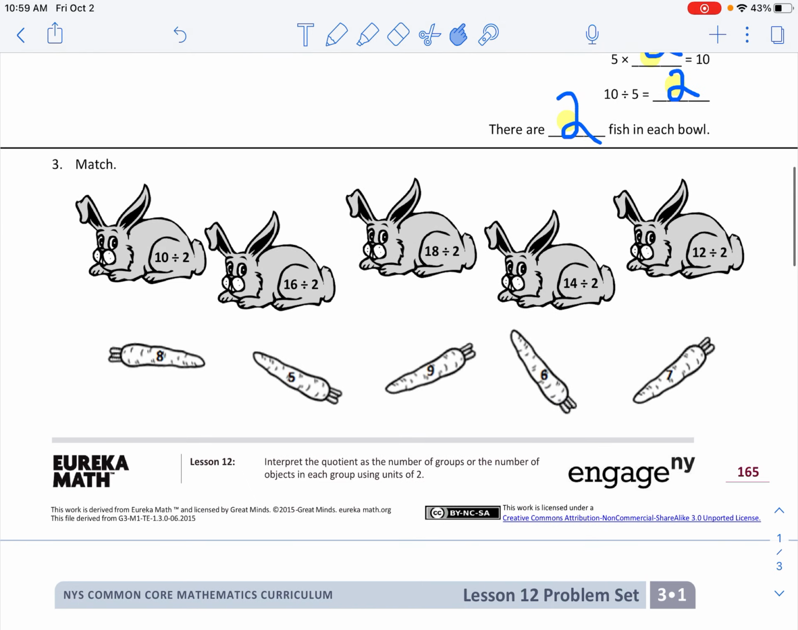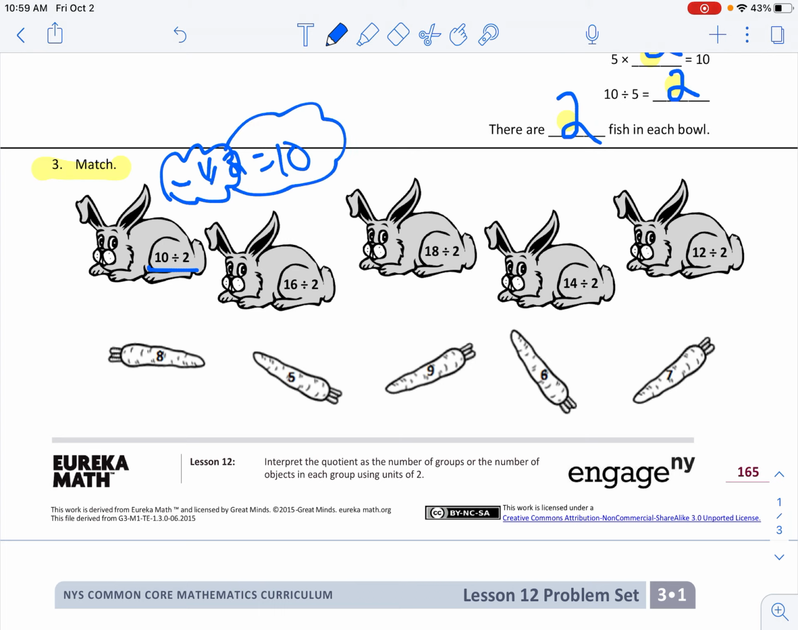Let's take a look at number 3. Number 3, my directions say to match. So I'm going to draw some lines from what this is. I'm going to draw some thinking bubbles up here, so that helps me remember. If I am looking at 10 divided by 2, I am thinking in my head, how many 2's does it take to equal 10? It's not a very good thought bubble, is it? I didn't make it big enough. So if I count by 2's, 2, 4, 6, 8, 10, that means it's 5 2's to get me to 10. Let me erase my thought bubble over here.